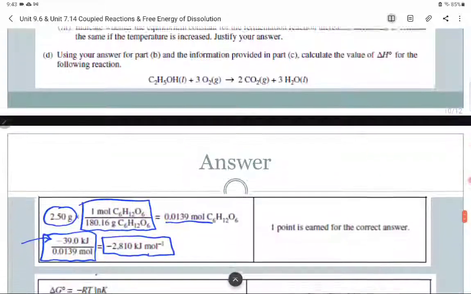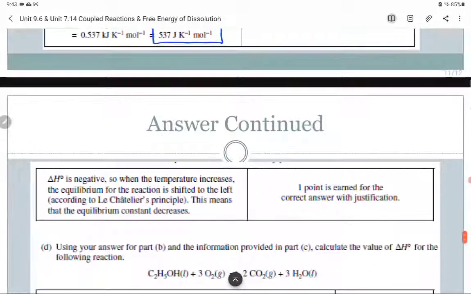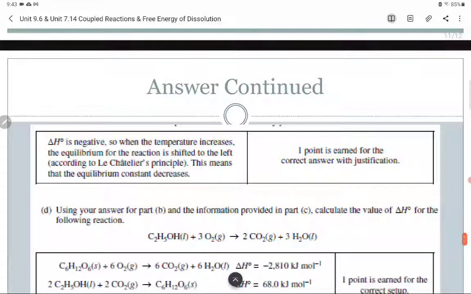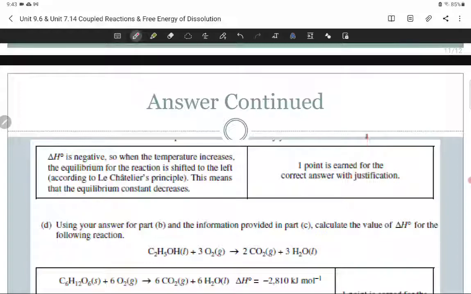Let's see what the AP folks said. Okay, so they used Le Chatelier's principle. Delta H negative, basically the same ideas that I had there.